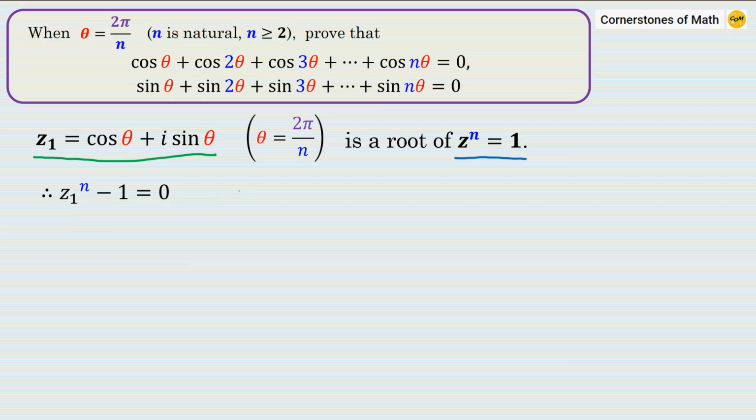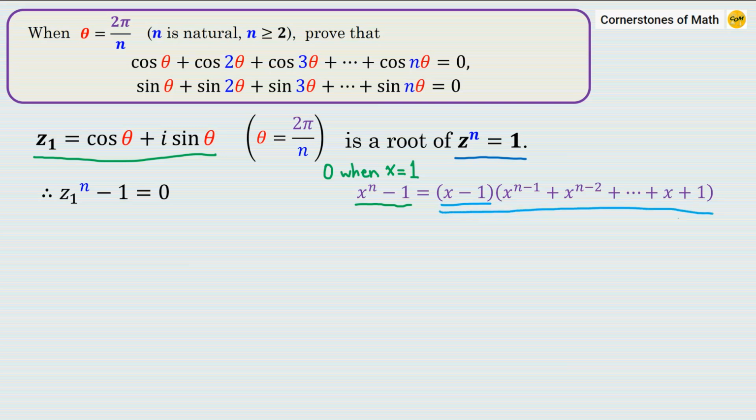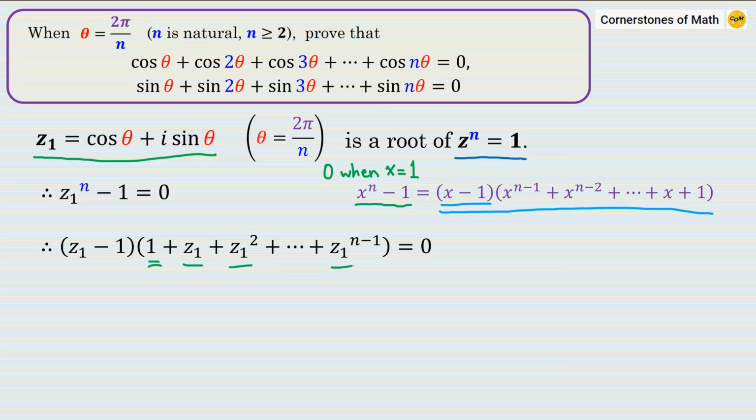Here, the left-hand side can be factored using the following factorization formula of x to the power of n minus 1. Since x equals 1 makes the left-hand side 0, it has x minus 1 as a factor, and if we carry out the division, we eventually obtain this formula. So we have z1 minus 1 times, and if we write 1 first, 1 plus z1 squared plus so on, plus z1 to the power of n minus 1 equals 0.